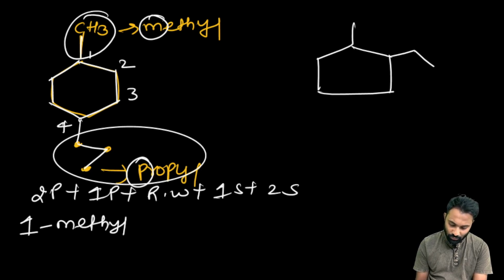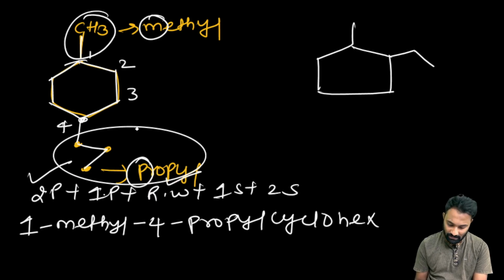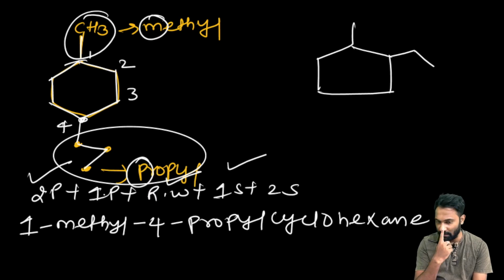Then again you have to represent the number. Which position? 4, hyphen, and which is the substituent? 4 propyl. Then done. Then 1 is the prefix, it is there because of cyclo. This is a ring. Cyclo. How many carbons are we having? 6 carbons. Clear? All are single bonds. So the name is 1 methyl, 4 propyl, cyclohexane.